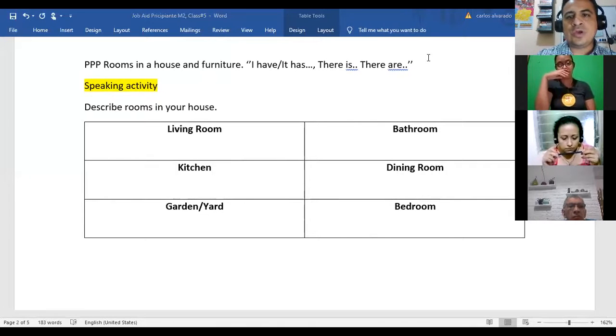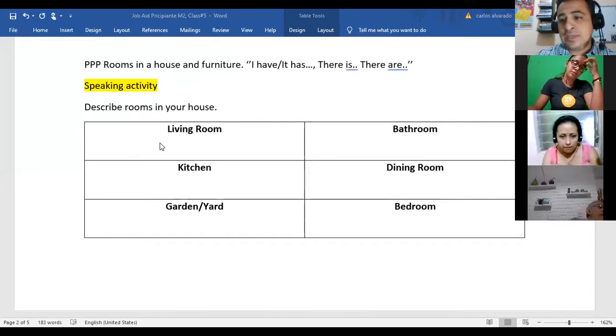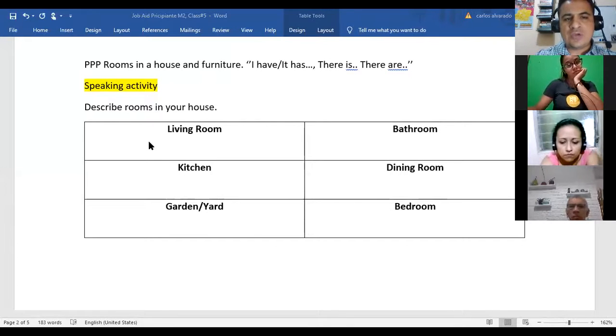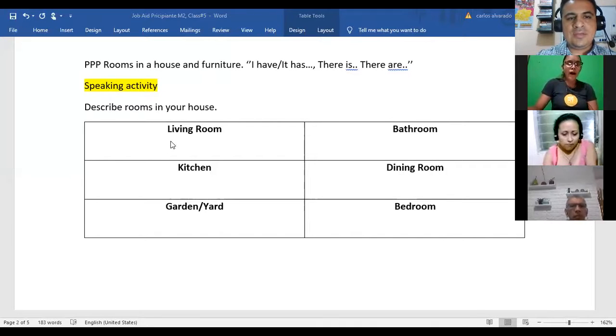So we're going to work in groups and you're going to describe some things that you have in your house, right? No se enfoquen en escribir, sino enfóquense en poder comunicarse y hablar, okay? So traten de usar el lenguaje, el vocabulario, todo lo que hemos aprendido. Describe the rooms in your house, okay? So pueden tomar turnos y cada quien puede describir living room, después kitchen, bathroom, dining room, bedroom, garden, okay? Very good. También pueden agregarle cualquier otro calificativo.